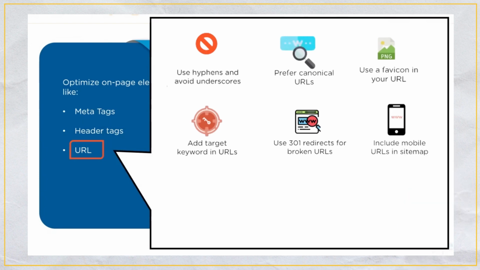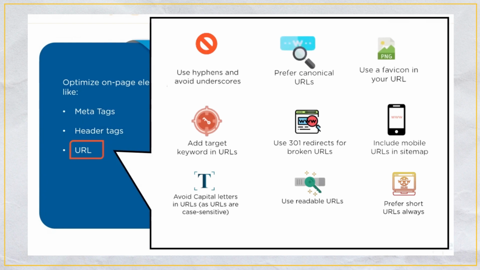It is also important to include mobile URLs in a sitemap and ensure that all URLs are mobile-friendly and desktop-friendly, following best practices such as keeping them short, using hyphens, and avoiding capital letters. Readable URLs that are easy to understand have a higher chance of ranking well on Google search.